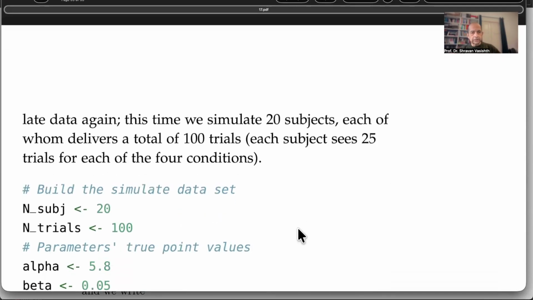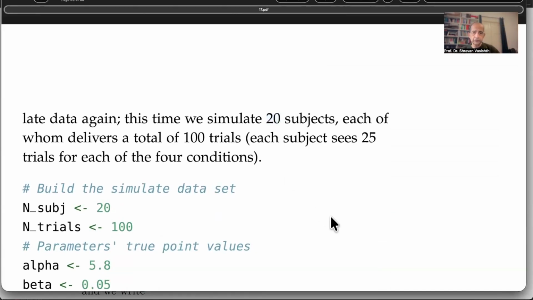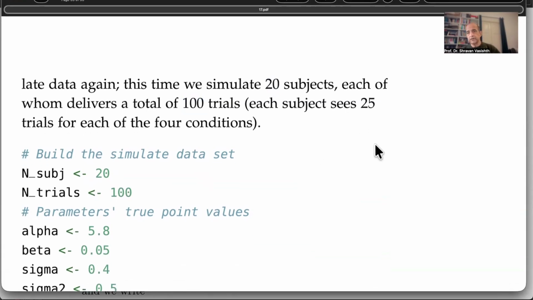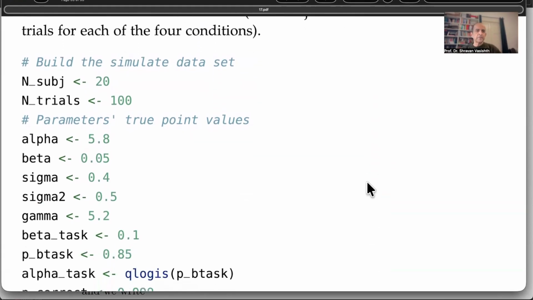So you can simulate some data with 20 subjects that we can use for evaluating the model. Each subject will deliver 100 trials. That means there are 4 conditions, right? There's easy and hard, and speed and accuracy. So it's a 2 by 2 design basically, right? So we have 25 trials for each level in the data frame.